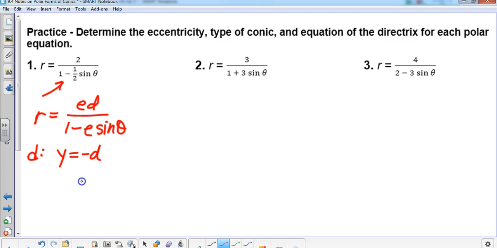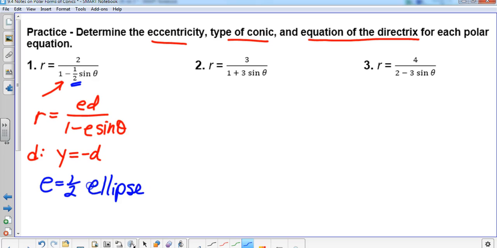We need to figure out what the eccentricity is, what kind of conic it would be, and the equation of the directrix. If it already has a 1 here, we know the eccentricity. It's just this number right here, so the eccentricity is 1/2. You can graph it on your calculator, but what is an eccentricity of 1/2 going to graph as? Ellipse. Very good.